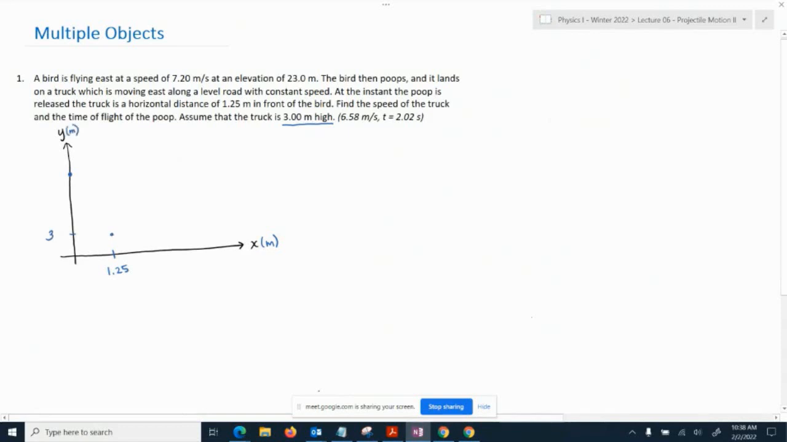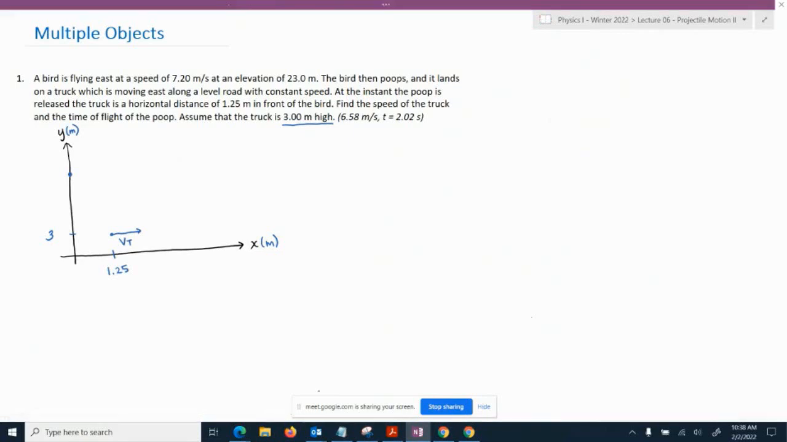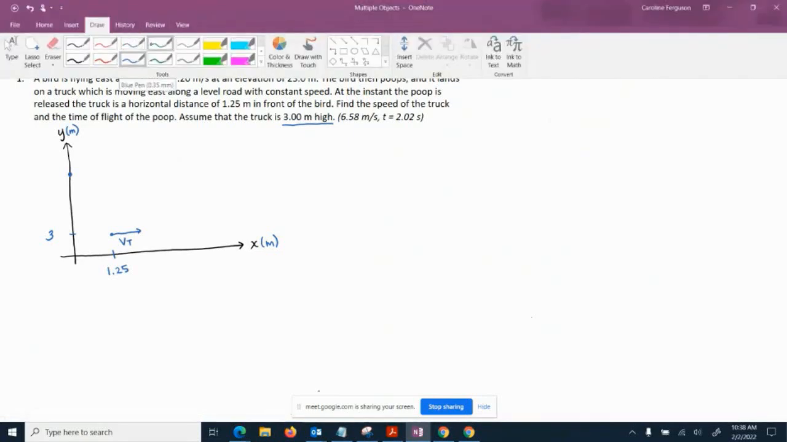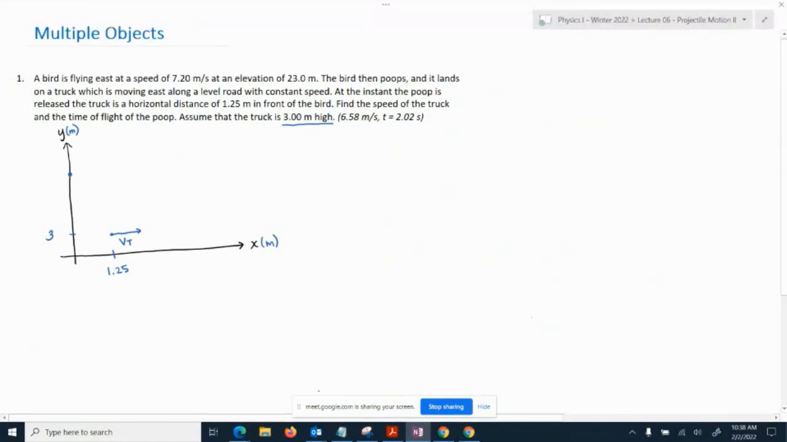So here's my truck, and the truck is moving east, and we're trying to find the speed of the truck. So we're going to call this just VT for truck. That's what we're trying to figure out. Now let's move on to the bird, and actually it's the bird's poop that we're interested in. The poop is the projectile. At the moment that the poop leaves, the bird is traveling east at 7.2 meters per second, so that means the poop is traveling that direction as well. So that's the initial velocity of the poop, which is 7.2 meters per second.